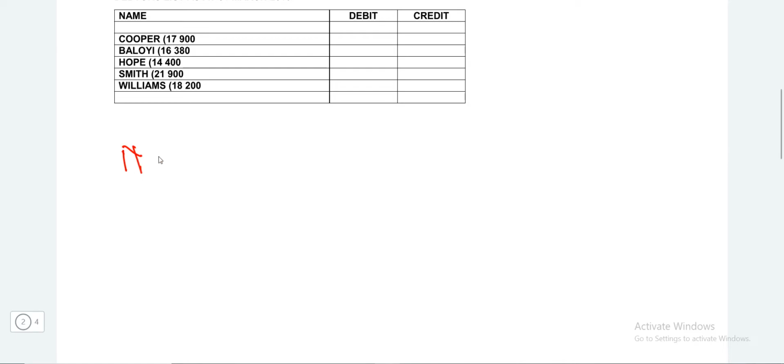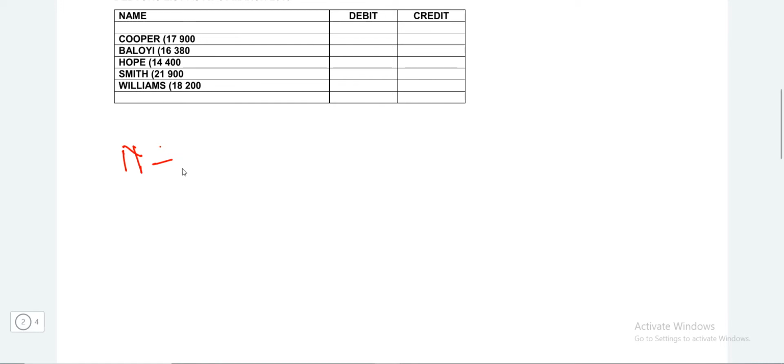So the keyword will be not recorded. It seems as if the system is very slow. So what I'm going to do, because I can see that it's very slow, I will type so that I don't waste time. But I hope that I won't lose you as I do that.